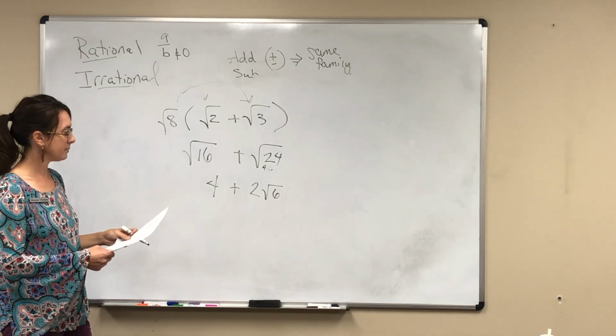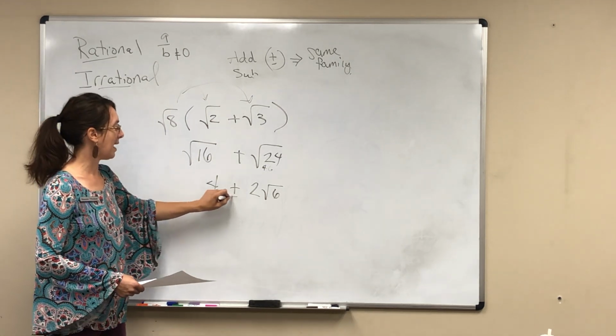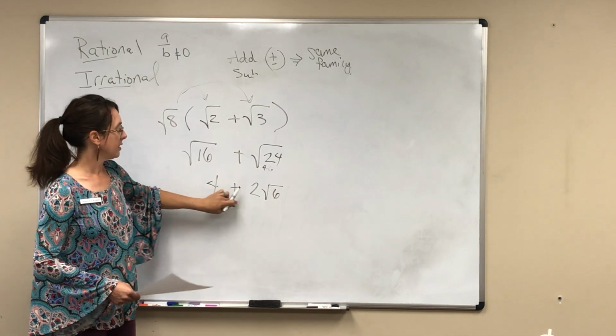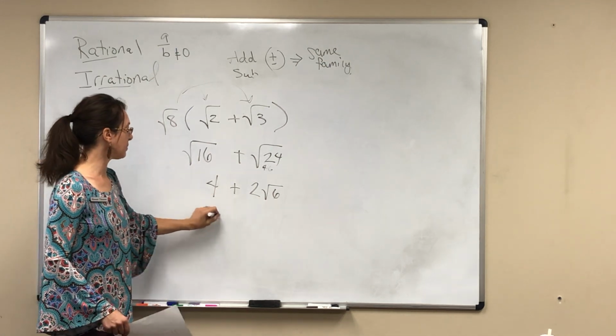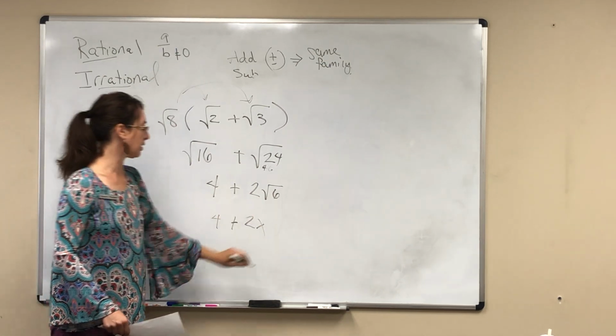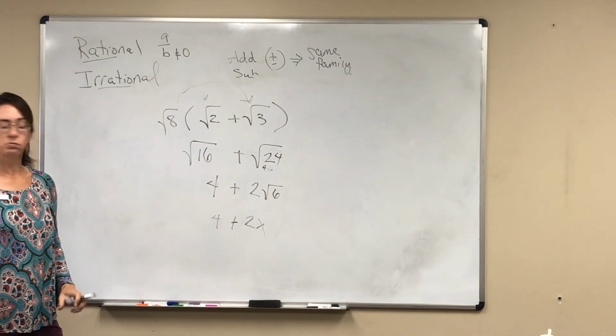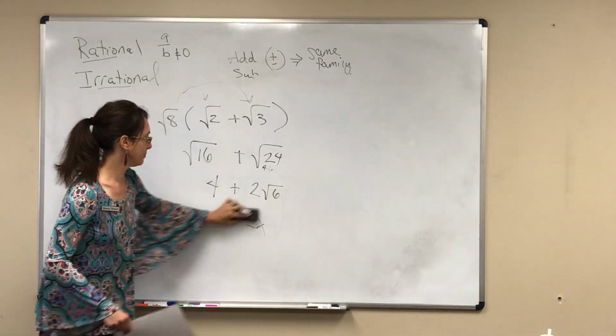Can I go past that? No. I'm adding. They have to have the same families. This would be the same as 4 plus 2x. Can I go anywhere with that? Nope. So there's your answer.